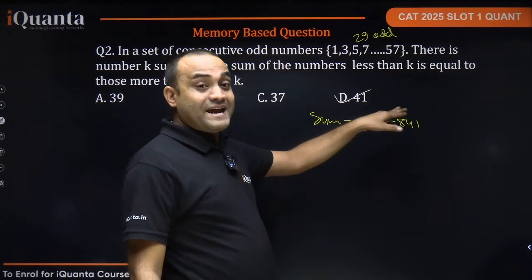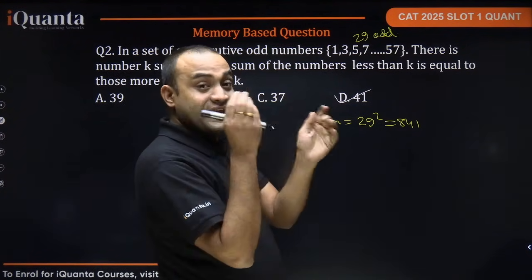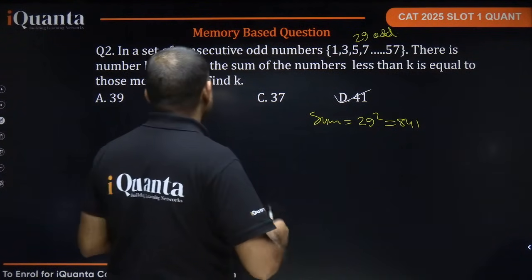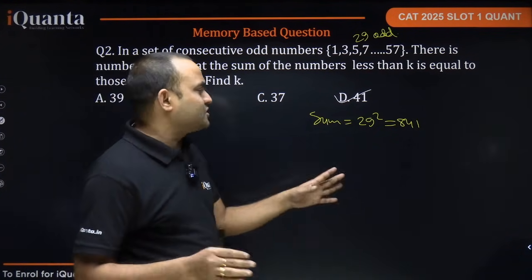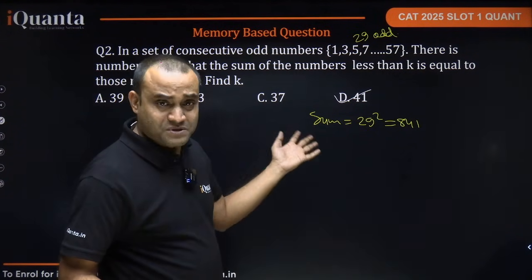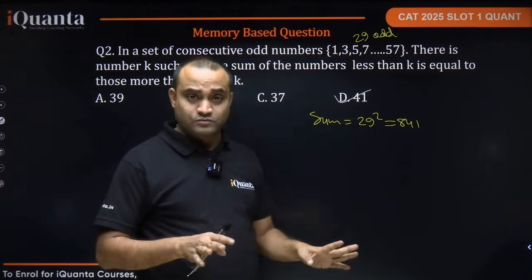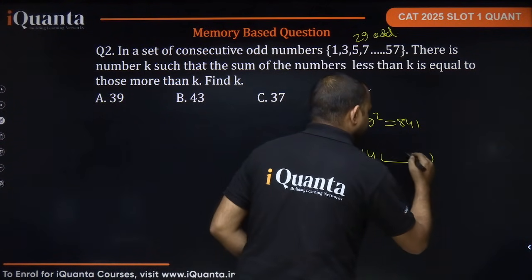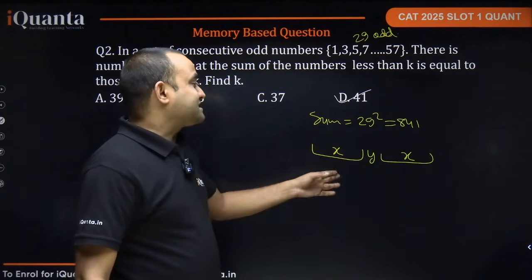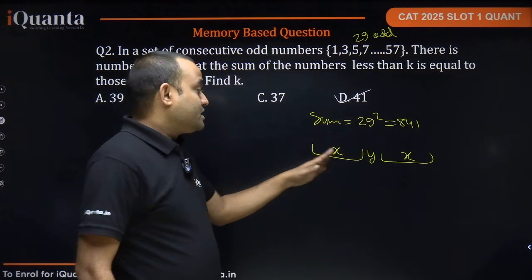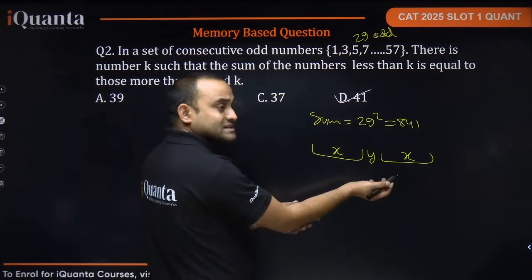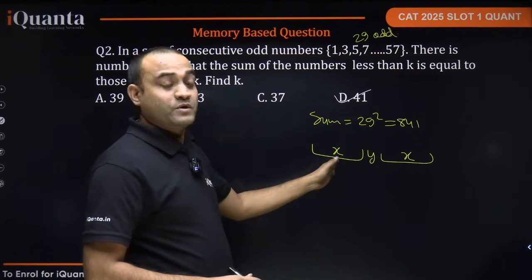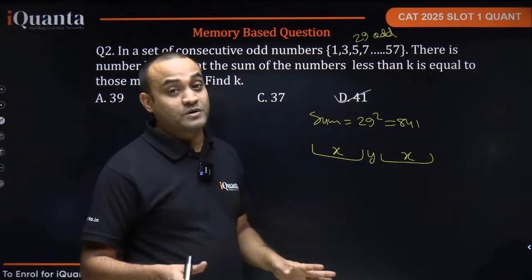So in case of 841, we need to take one number such that the sum of all the numbers before it is equal to the sum after it. In that case, it's preferable that you check the options. If you check the options and divide by 2, basically we have a situation like this: x, this number y, and then x. If I subtract this y and divide by 2, these numbers will be 1, 3, 5, 7 till some value. So this should be a perfect square. This x should be a perfect square, and so this x should also be a perfect square.